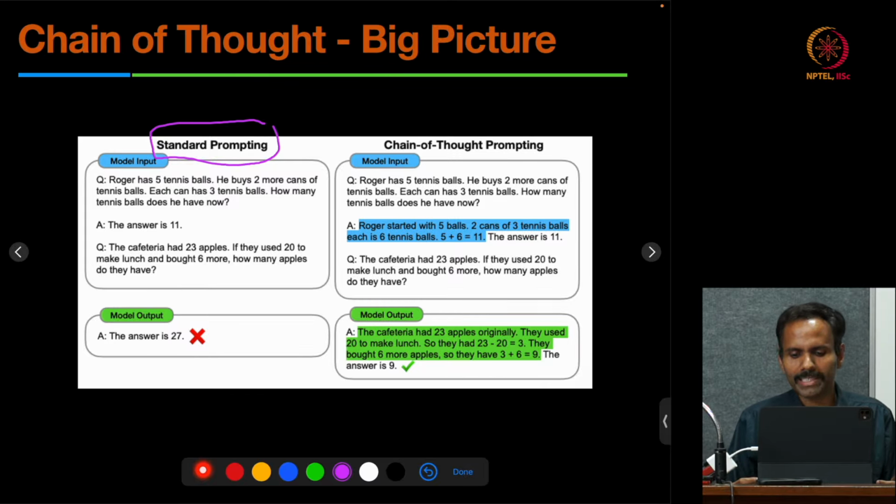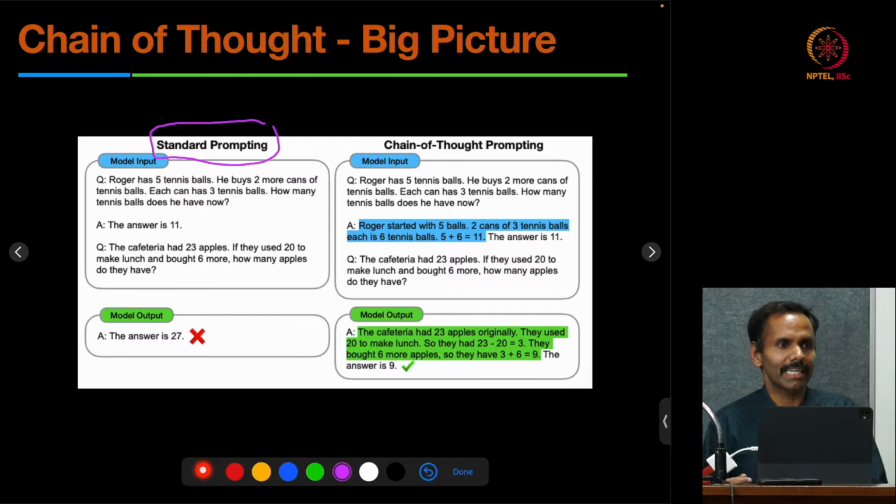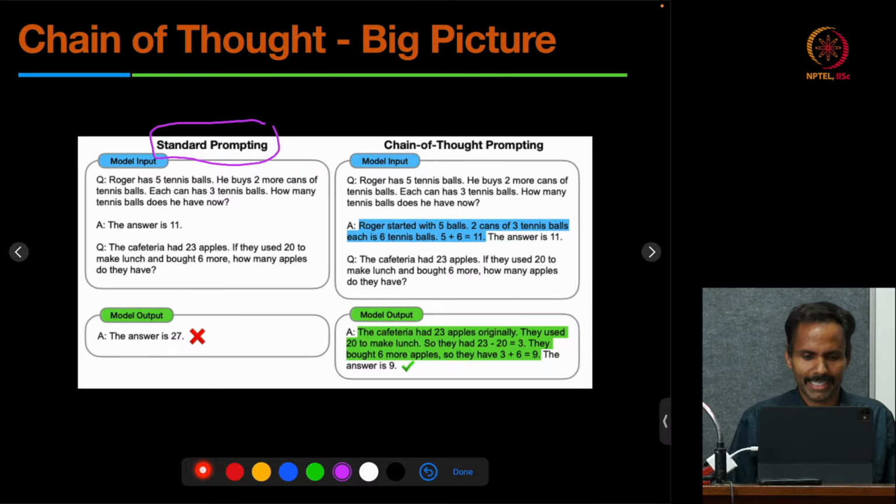right? How many balls did the initial situation possess for Roger? How many balls did he have? Then later on, what was the buy? And then if you have another question about apples, how many were initially there? What is it that intermediate step gives us this count, and then the final step, and then eventually the model gets it more reasonably right.